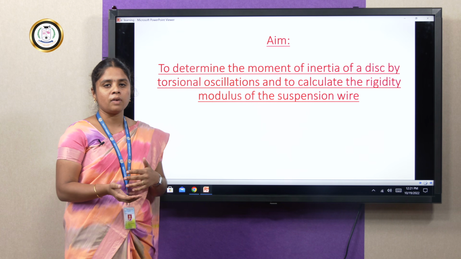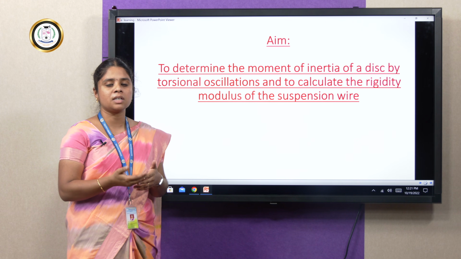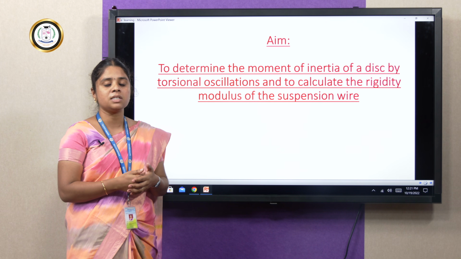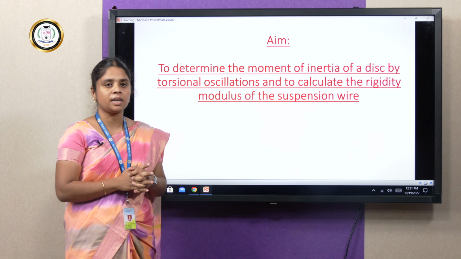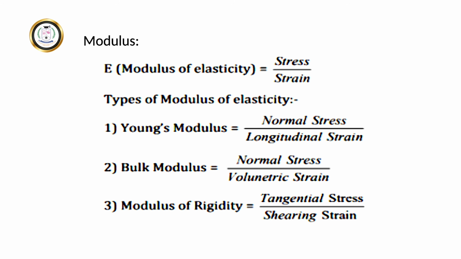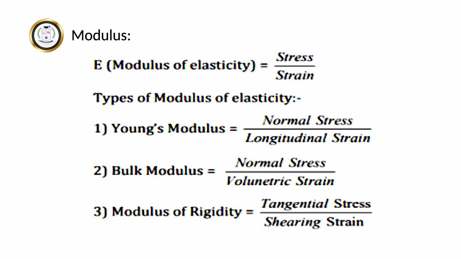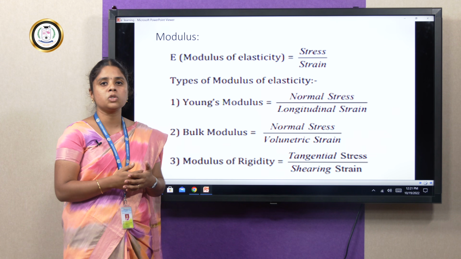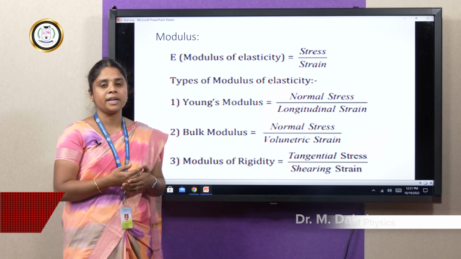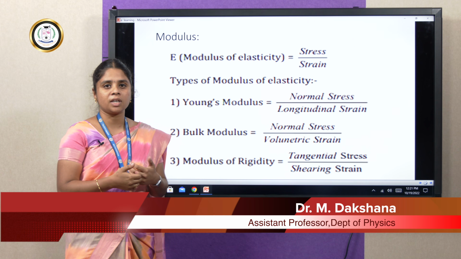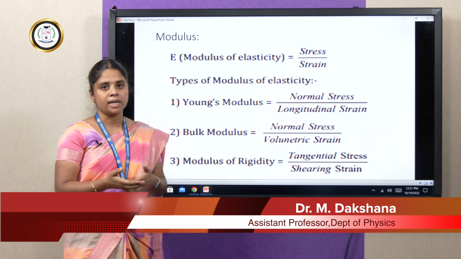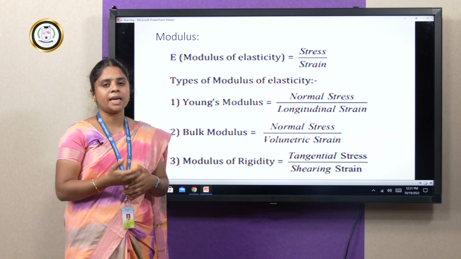So, before going to our experiment, let us have a short discussion regarding some basic fundamentals which are closely related to this experiment. So, what is modulus? Modulus is defined as the ratio of stress to strain, where stress is nothing but a force applied per unit area, and due to the stress applied, if an object undergoes any change in dimension, then it is called strain. So, let us see certain examples.